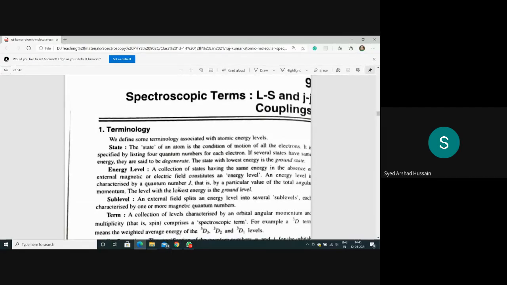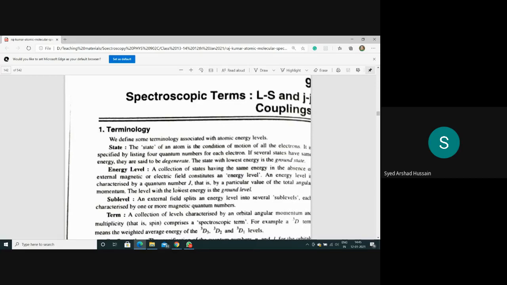So these are terminologies, some terminology we use while studying spectral features. This terminology will be used very often. For example, already we have used a lot the terms state, energy levels, configuration, etc.